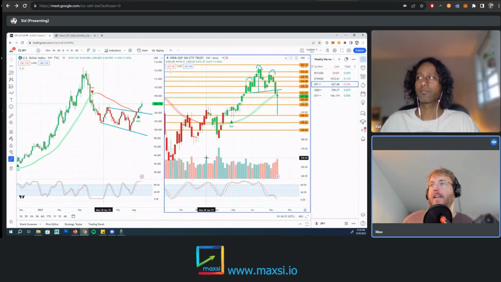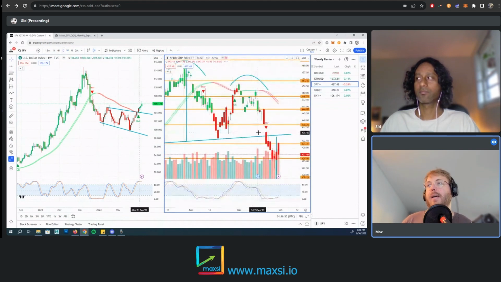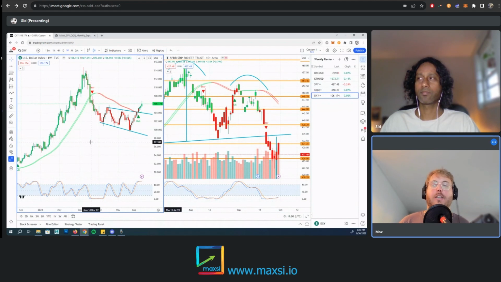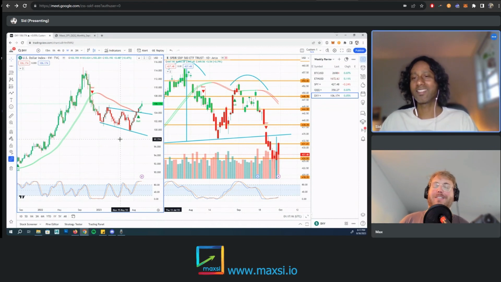And looking at the DXY, you can see here we had been tracking how it was in a channel. It had started to close above the channel, and now we got our breakout from that channel, our bull print, and we're pushing up higher, like you can see there on Sid's chart. That has played out pretty much just like we were expecting it to. Honestly, it's been great because we've been making these calls and they've been pretty accurate.